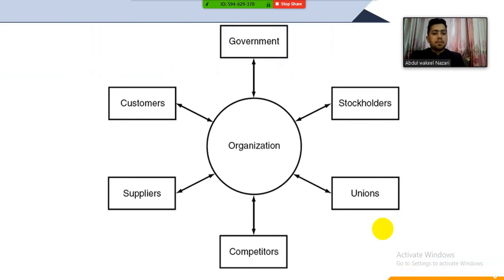Look at this diagram. When you look at it, there are six forces which affect your organization and force variation within it: stockholder force, union force, government force, competitor force, supplier force, and customer force. These are the external forces which affect the internal forces.